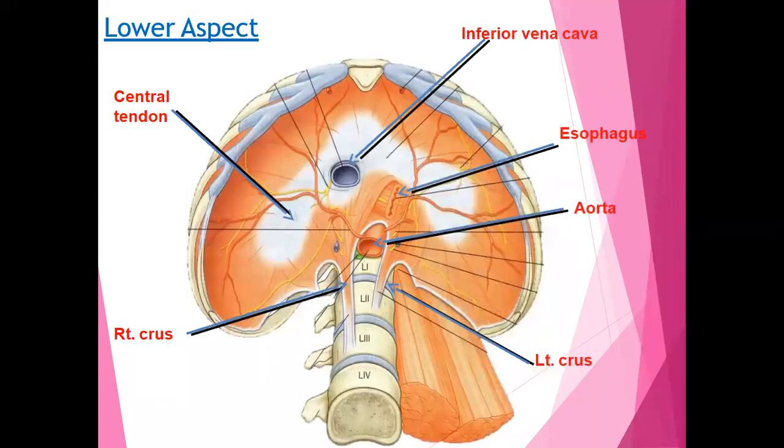Now, the diaphragm. So what is the diaphragm? The diaphragm is the partition between the thoracic and the abdominal cavity.